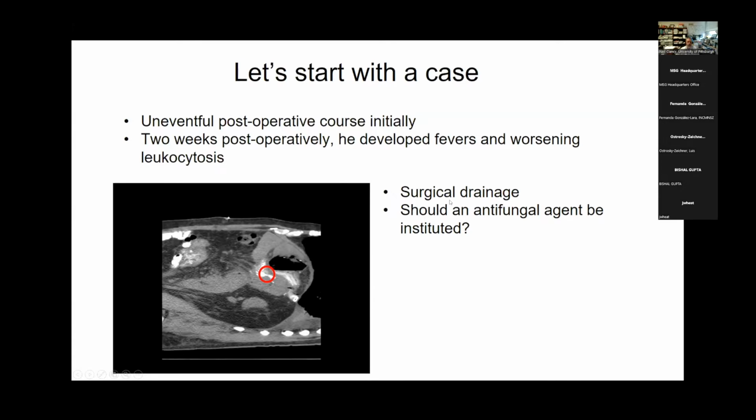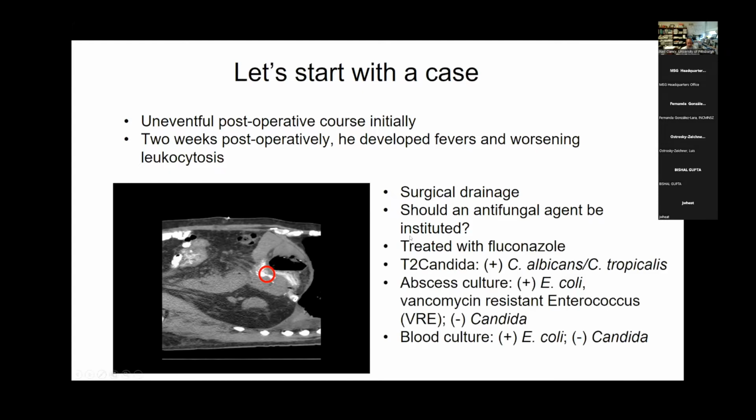This undergoes abdominal washout and surgical drainage. And the question for the ID team is, should an antifungal agent be instituted in this patient? Each center probably has their own approach to these types of cases. At the University of Pittsburgh, these patients standardly would be treated with antifungal agents. So our patient got started with fluconazole, and then data are collected and begin to come back.